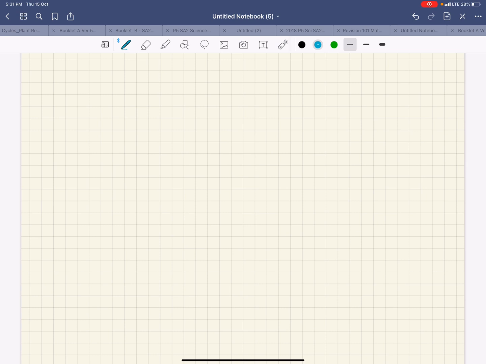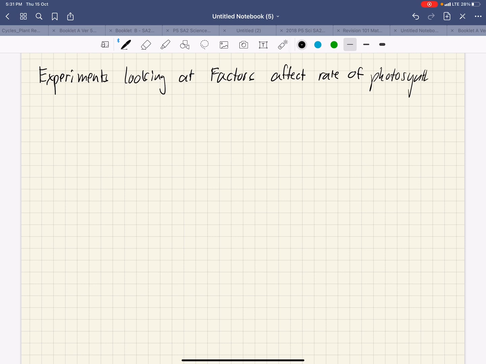So I'm just going to name these experiments looking at factors affecting rate of photosynthesis. There are many different experiments, but we first need to identify some factors that they like to look at. With this, you always refer to the word equation.